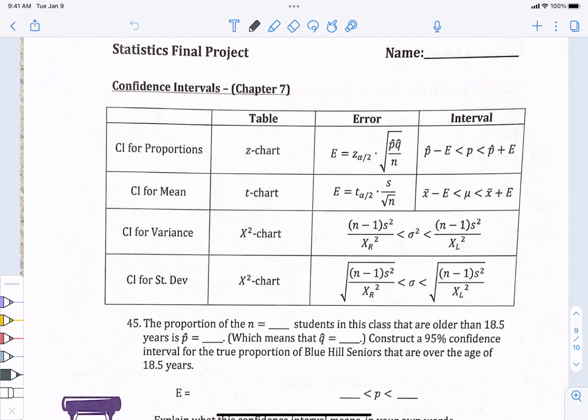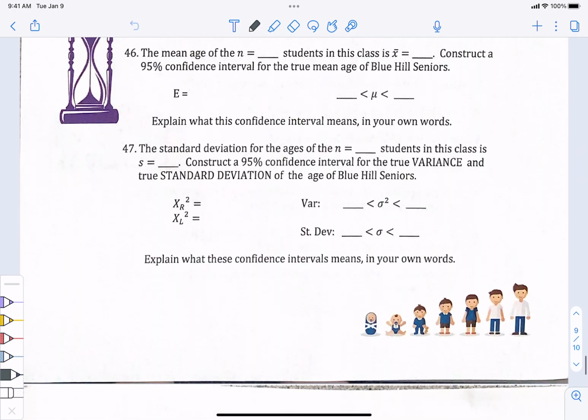Okay, seniors, this is the last 2 pages of our project, and then we are done. So we'll go through these 2. I'll just get the top information done, and I'll give you time to work.